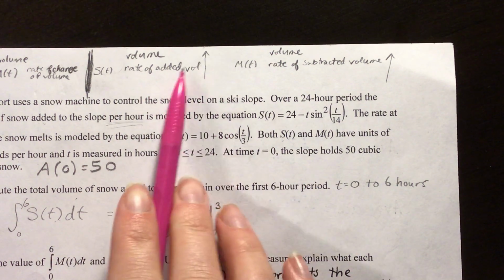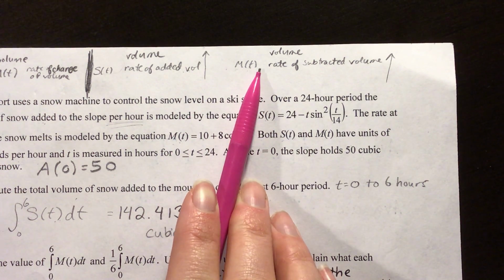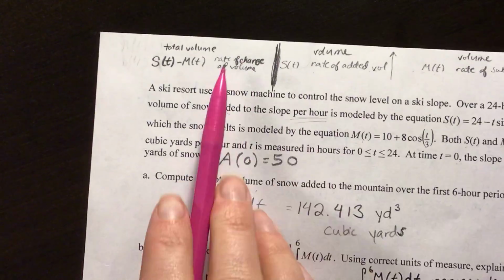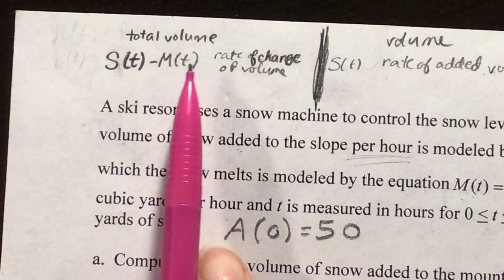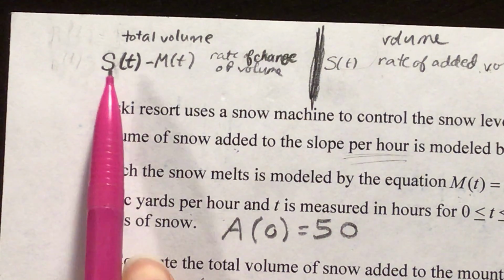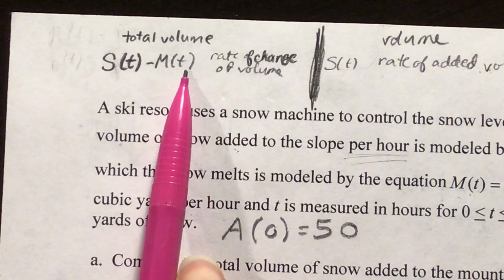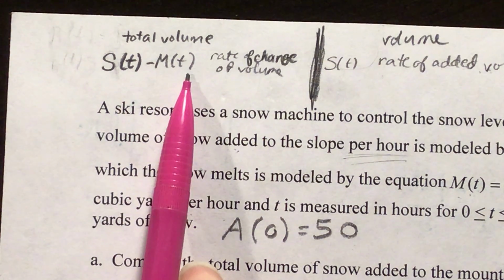But really what we're trying to figure out is which one of these is more effective at a certain time. Is there more snow that's getting added or more snow that is melting? So we need to compare them, and I focused on that over here on the left. S of t minus m of t is the rate of change of volume in total. If you add some snow and you melt away some snow, you subtract the amount that you add and melt, and you get how much snow is being either added or melted, the net add or subtract.